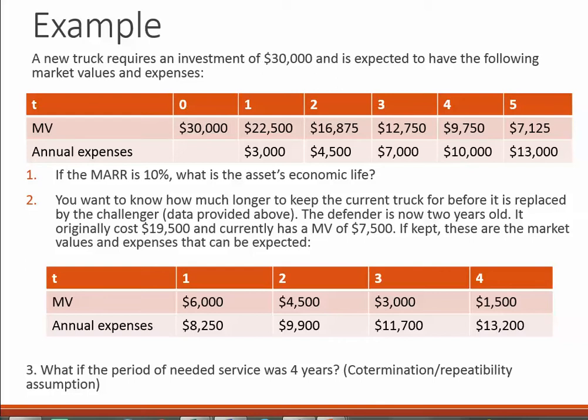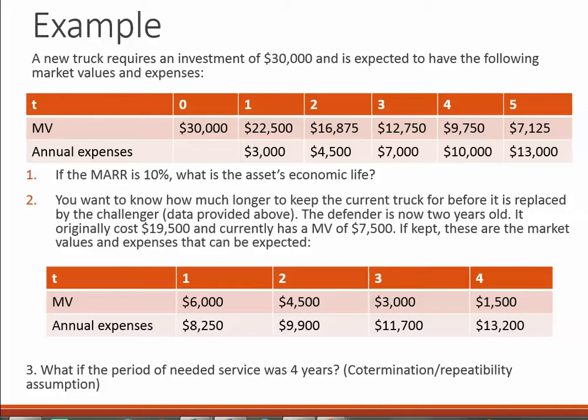In this video, we're going to continue the example that we started in the previous video. And this example has three different questions. We were given the following information. It says a new truck requires an investment of $30,000 and is expected to have the following market values and expenses. Question 1 was, if the MAR is 10%, what is the asset's economic life? Right? We already solved that.